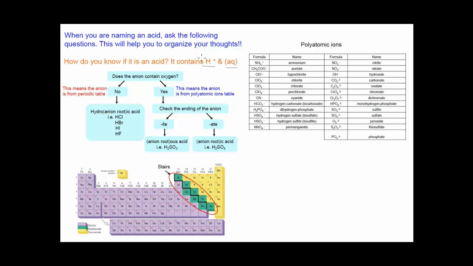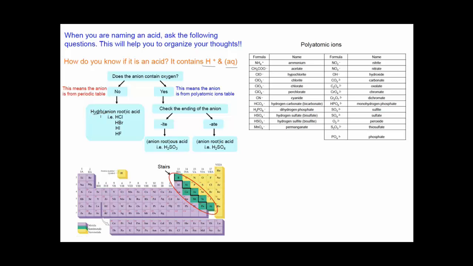Alright, so once you know it's an acid, again, it starts with H and has an aqueous state, you want to ask, does the anion contain oxygen? If the answer is no, you're going to name it this way. So if you look here, for example, HCl, the anion is Cl here. It doesn't have oxygen. None of these does. So how do we name those?